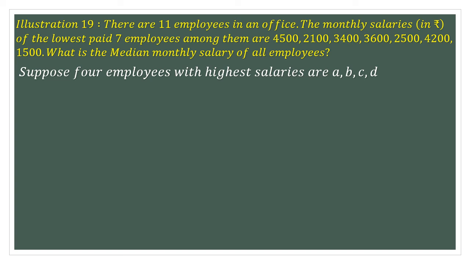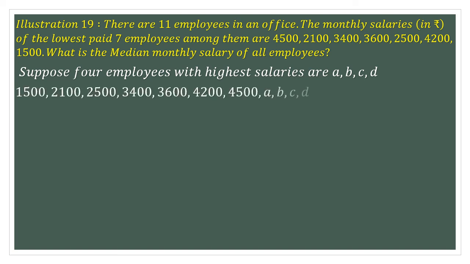So now we arrange the given data into ascending order. The lowest paid 7 employees will be written first and the highest paid A, B, C, D will be written last. So we will arrange them as 1500, 2100, 2500, 3400, 3600, 4200, 4500 and A, B, C, D. Okay, so the last 4 observations are unknown to us, but the remaining 7 observations we already know. And the total number of observations, that is the employees, is 11.